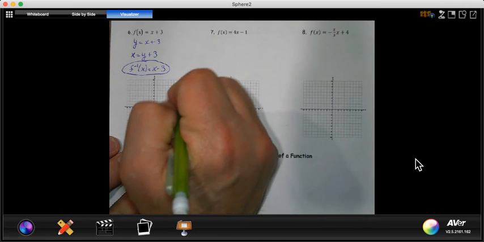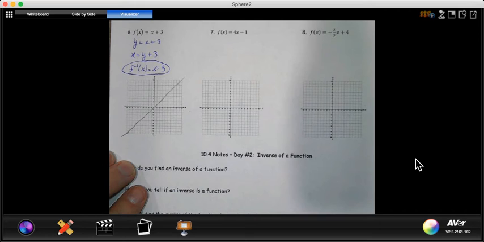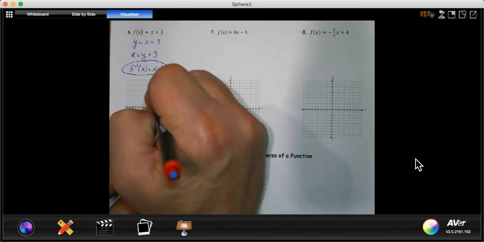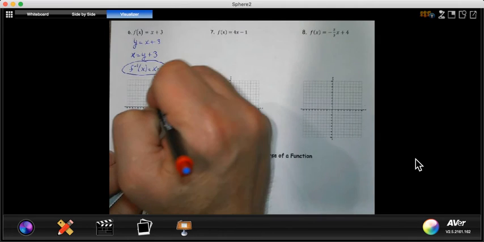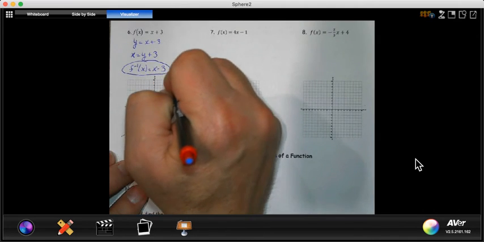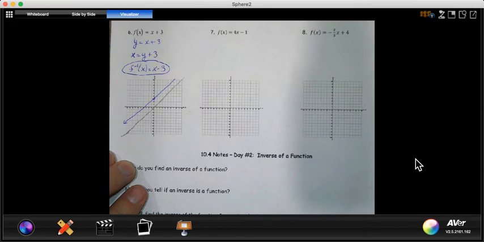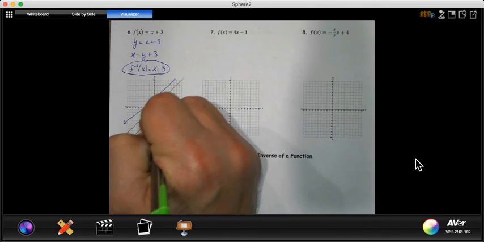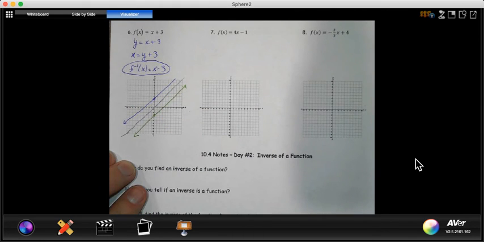Graph it to verify. So I got to graph x plus 3. That's an intercept of 3, and just go on the diagonals. It's almost parallel to that line. And then negative 3 with the same slope. So that's going to be parallel there. So they're mirror images of each other.